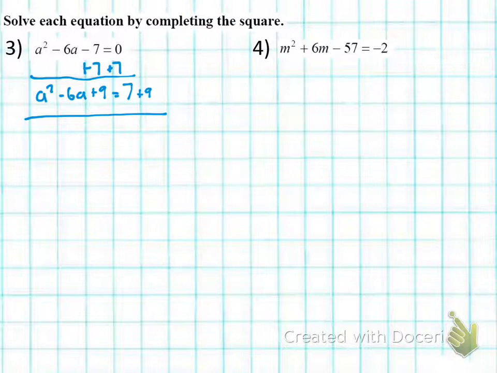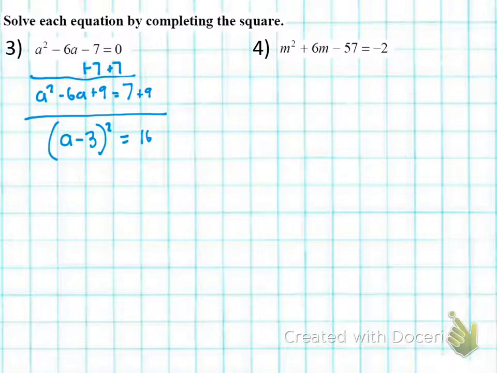Good, so what's the factored form of this perfect square trinomial? A minus 3, okay? And the secret here is you just take the square root of a squared, which is a, and half of negative 6 is negative 3. And then you just square it, okay? That's the secret. 7 plus 9 is 16.